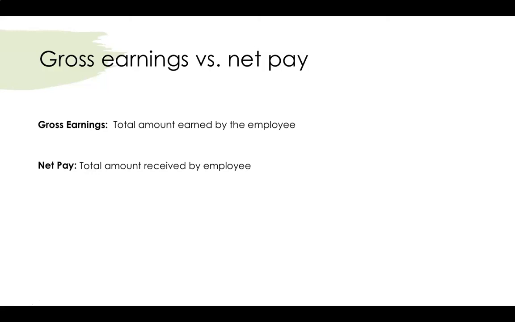So remember your difference here between your gross earnings and your net pay. And to solve for your net pay, you would just take your gross earnings amount and subtract out the different deductions. So we've seen FICA taxes, we've seen federal income taxes, state income taxes, any sort of voluntary deductions, right? That's how we work our way down to the net pay amount.